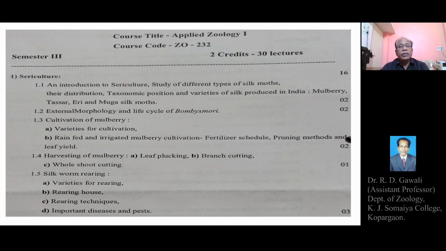Then the second requirement of silkworm rearing is the rearing house. So the rearing house can be constructed in the field or in the mulberry garden, or as per the convenience of the sericulturist or the farmer. So the rearing house is also an important requirement of sericulture, and that can satisfy all the optimum requirements of the silkworm larvae with respect to temperature, humidity, ventilation, etc.